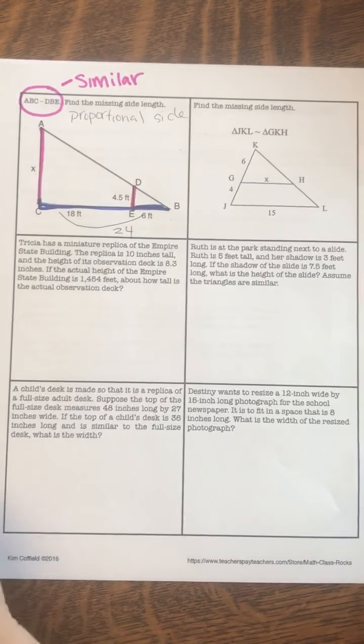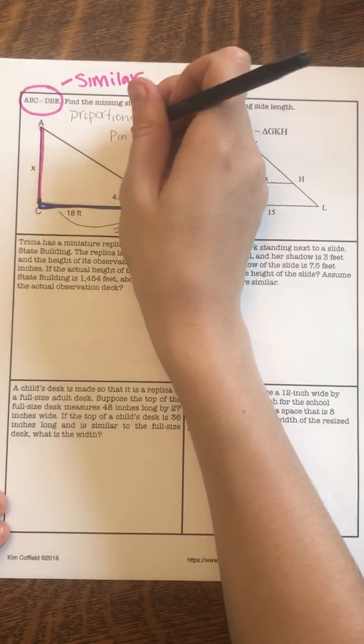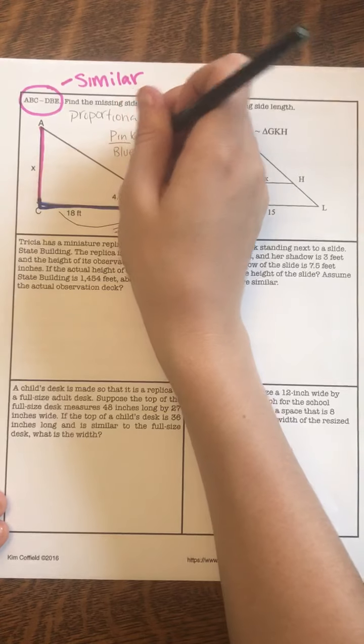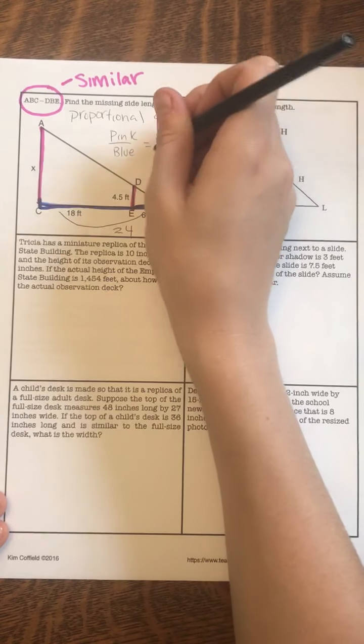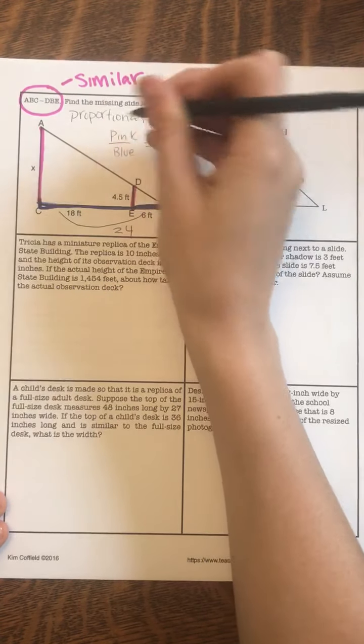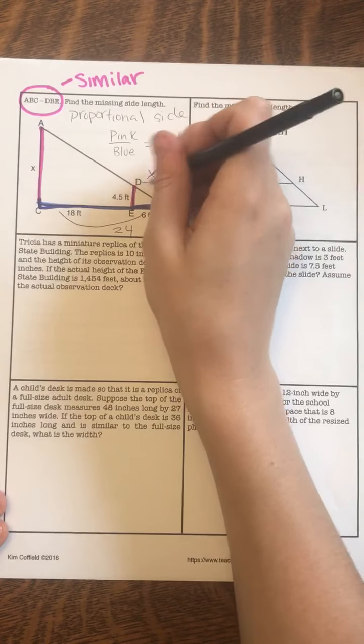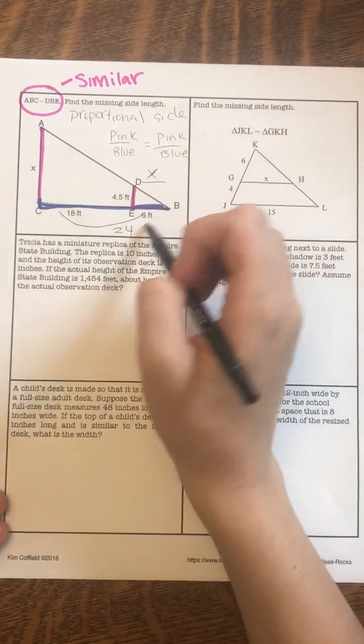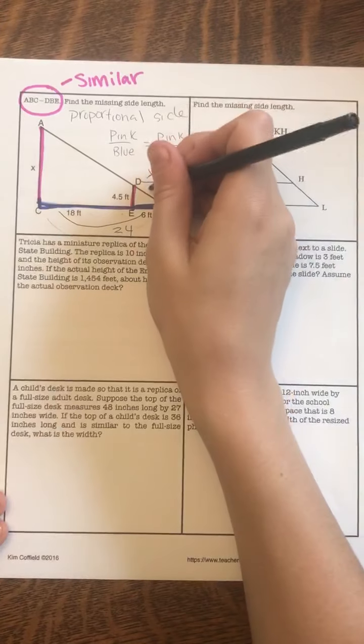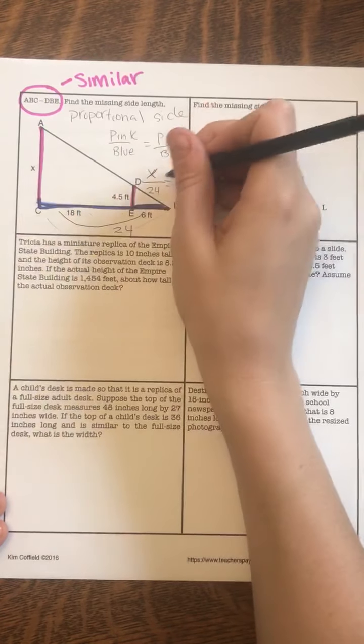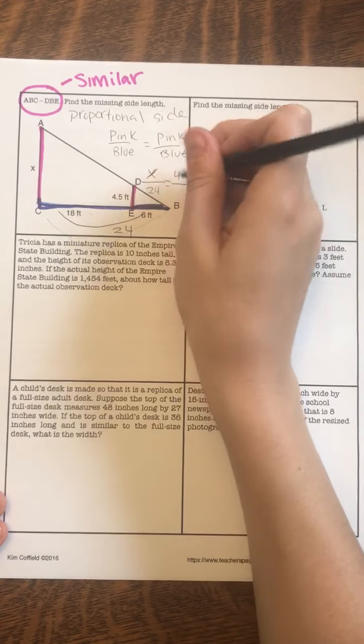So I'm going to set it up. It's going to be pink, blue equals pink, blue. And X for pink, and then the entire length BC is 18 plus 6, which is 24, equals pink, 4.5 over 6.